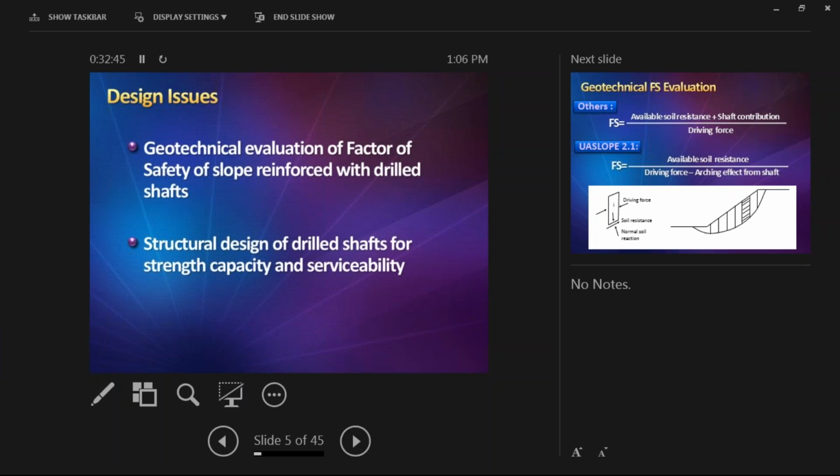The other aspect of the design relates to the design of the drill shaft as the structure member so that the drill shaft can withstand the load transfer from soil mass to the drill shaft as a structure member, and so therefore the strength capacity of the structure member and the serviceability of the drill shaft need to be evaluated and designed for. So those are the two important design issues when one encounters the problem of trying to use the drill shaft to stabilize an unstable slope.